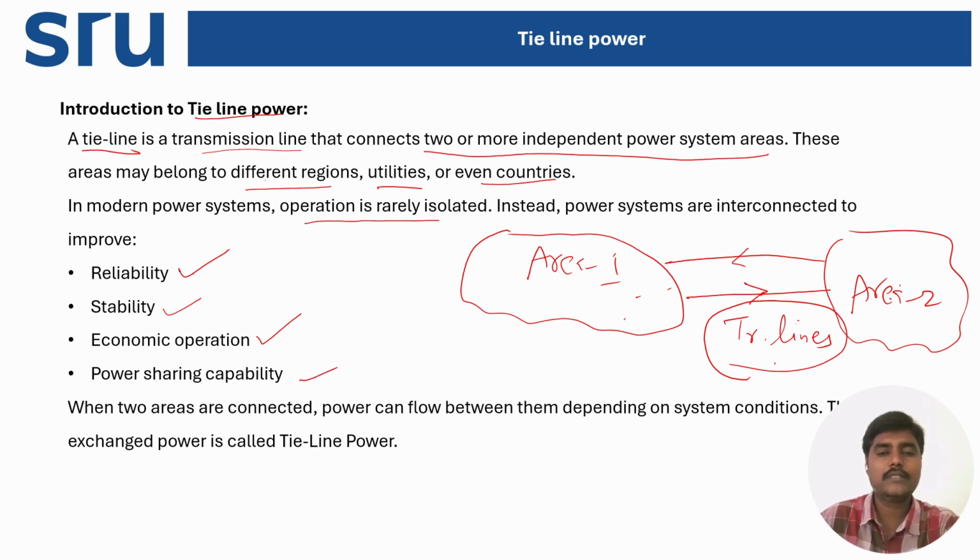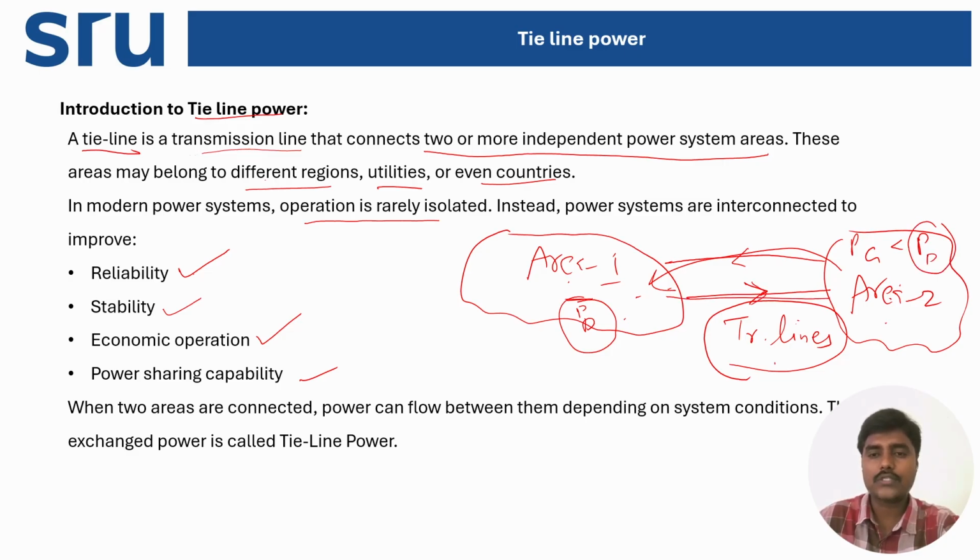Reliability means, suppose when there is not sufficient power available in area 1 to meet its power demand, we can take power from area 2 so that the continuity of power can be made possible in area 1. Similarly, the situation may arise that in area 2 the generation may become much less than the power demand. Then you can take power from area 1 and still supply power to the loads available in area 2. That's how we can maintain the continuity of supply in area 2.